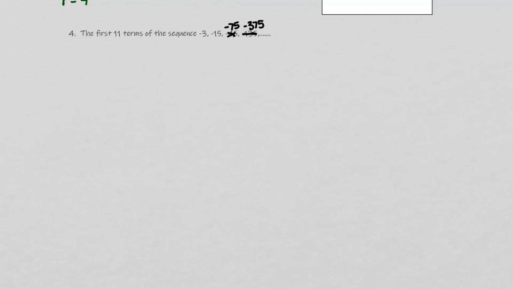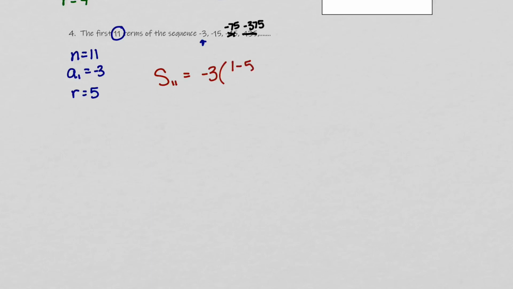Okay, so we need to find our n, which is the first 11 terms. Our A1 is that first term right there. And then I'm multiplying by 5 each time to get to the next term. So my R is 5. And I'm going to plug it into the sum of the first 11 terms is the first term times 1 minus r to the n power over 1 minus r. Plug that in your calculator, and it's a really big number, -36,621,093.